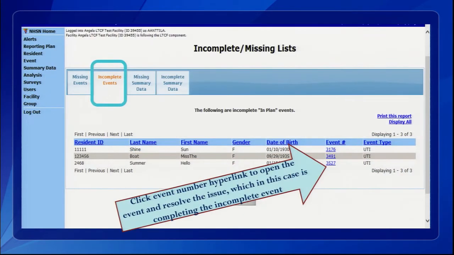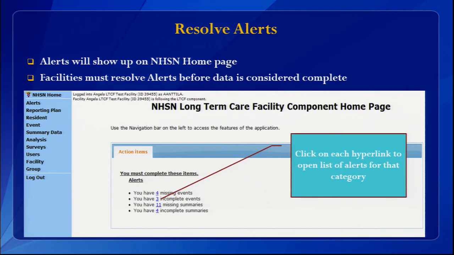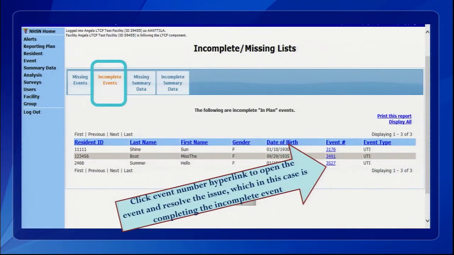So let's look here. Let's go back. Let's say that I clicked on that 3 incomplete events, okay? Once I click that, this is what comes up on my page.